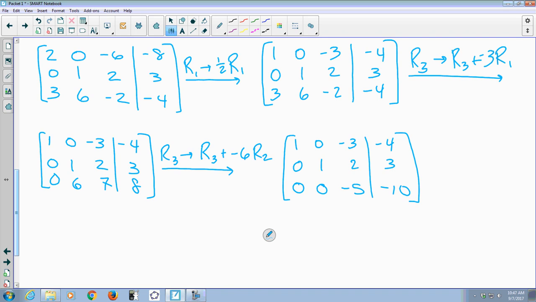Drop a row, go over an entry. So I almost have all ones on my diagonal. I need this very last spot, that -5, I want it to be a 1. I can just scale that whole row to make it a 1. So row 3 is going to become -1/5 row 3.